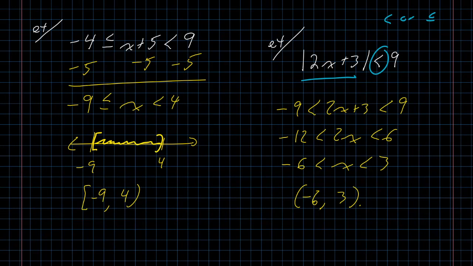I'm running out of space, so I can't draw another graph here, but I can give you one last solution set in interval notation. This is the interval from -6 to +3. And that's what I want you to look at.